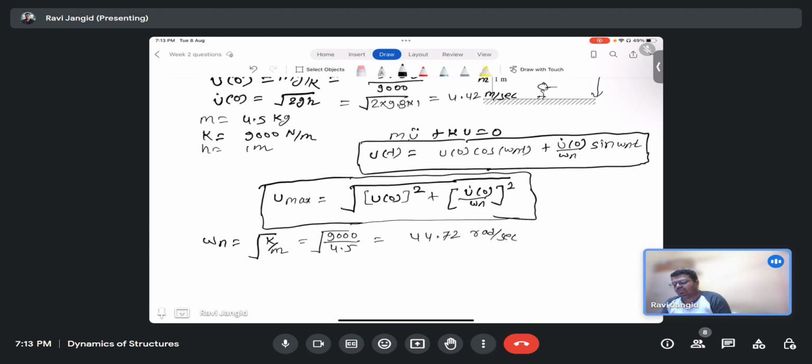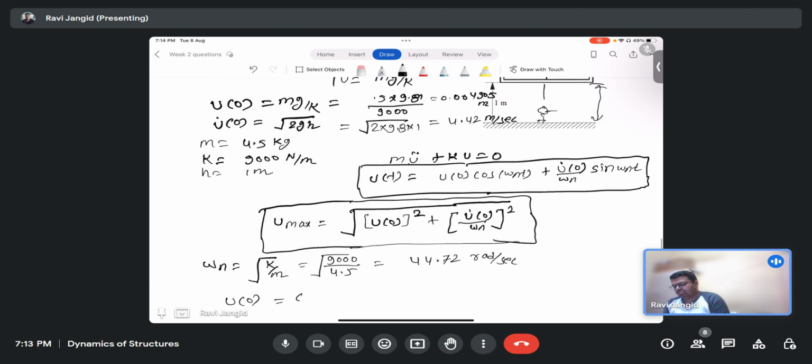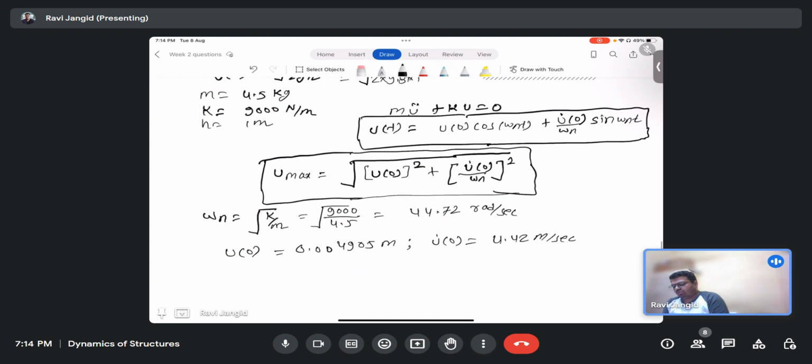Now put the value of u naught. You have the u naught value, which is 0.004905 meter. You have u dot 0 as 4.42 meter per second, and you have omega n, which is already here. So can you tell me what is my u maximum?